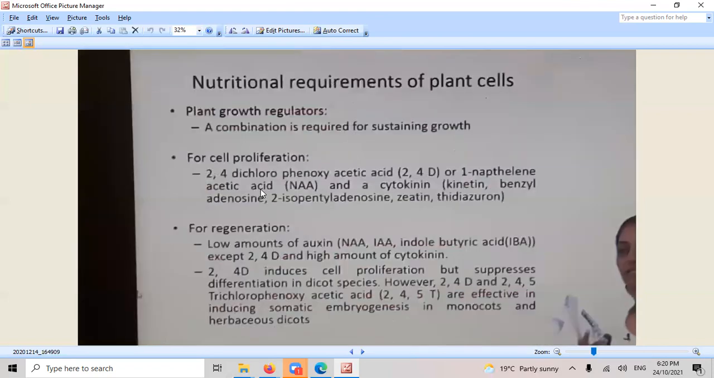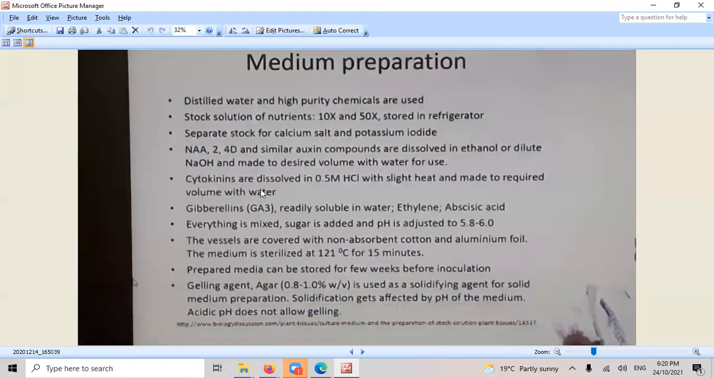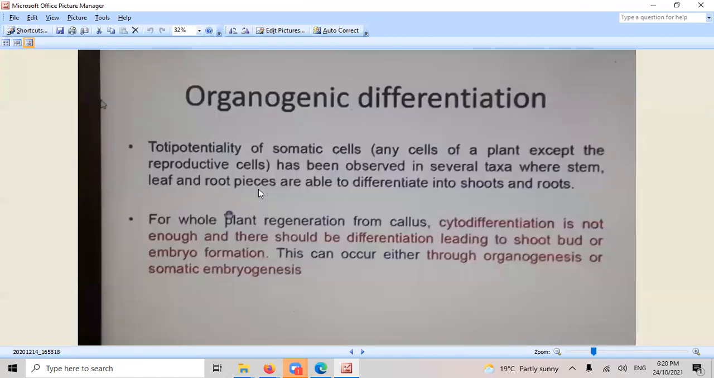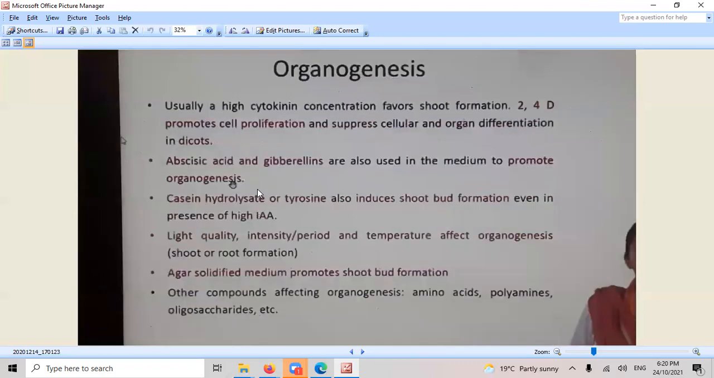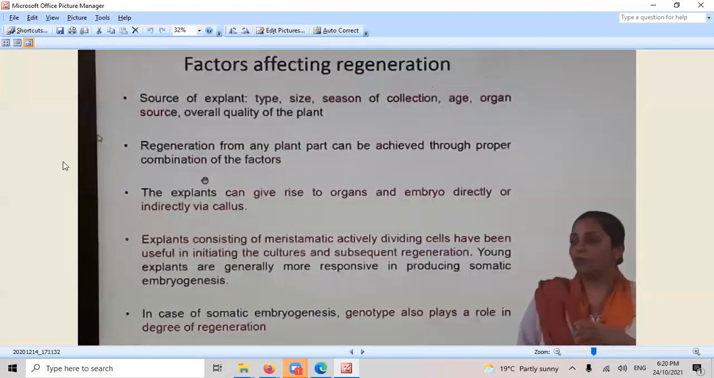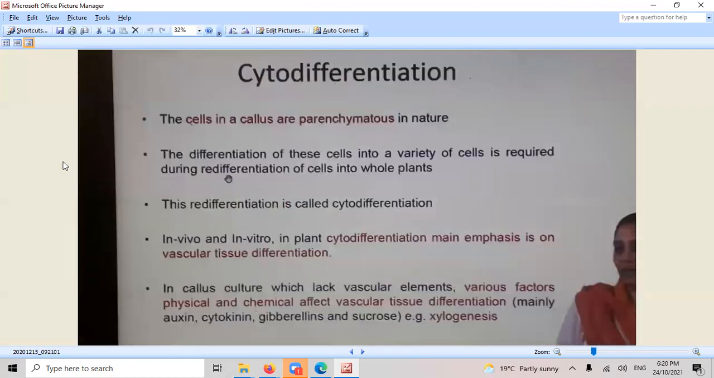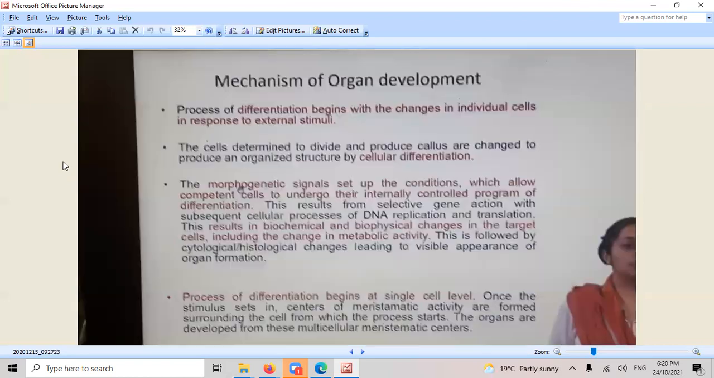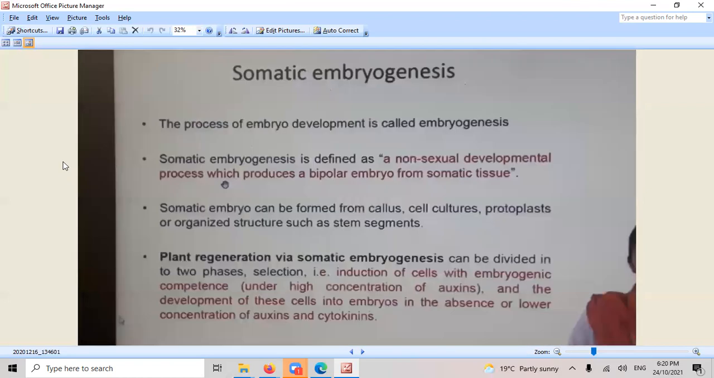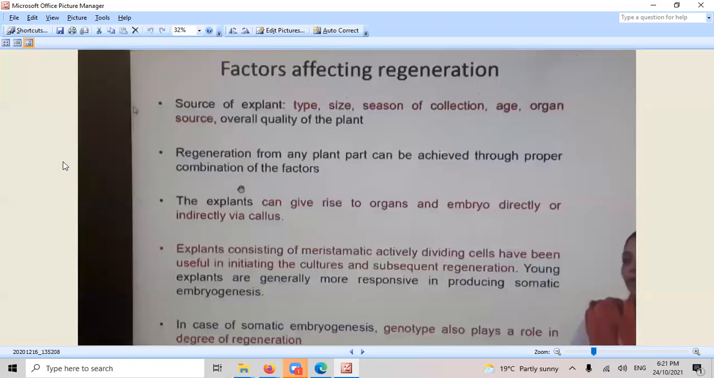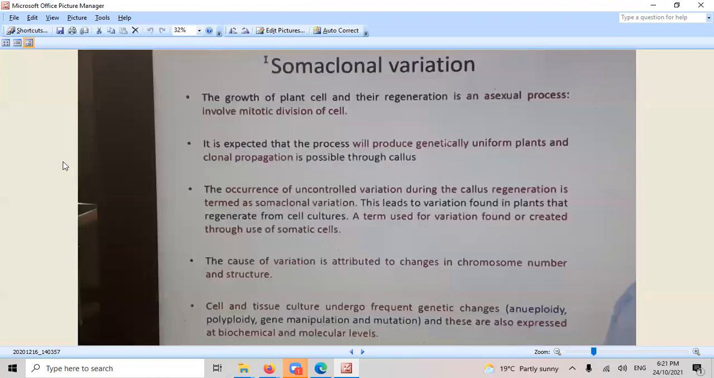All your auxins and cytokinins needed. Differential organ regeneration. You can skip these if you want, there are just loads of them. I want to get into the interesting ones. They're all interesting, but this is all on different types of tissue culture steps, things you can do, different ways you can do it.